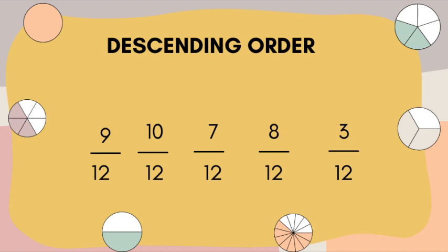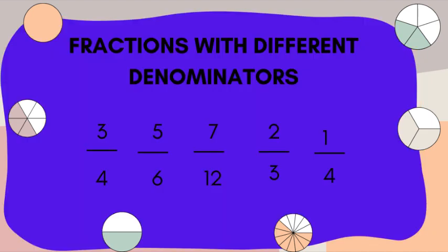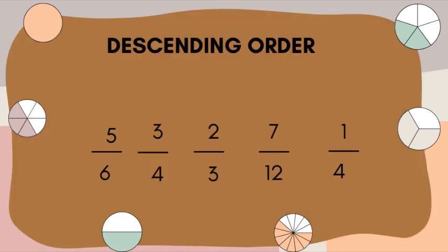For this example, the largest fraction will be 10 over 12. So the answer is 5 over 6, 3 over 4, 2 over 3, 7 over 12, and a quarter. Hope you have a better understanding of ordering fractions into ascending and descending order. Let's take a look at another topic.